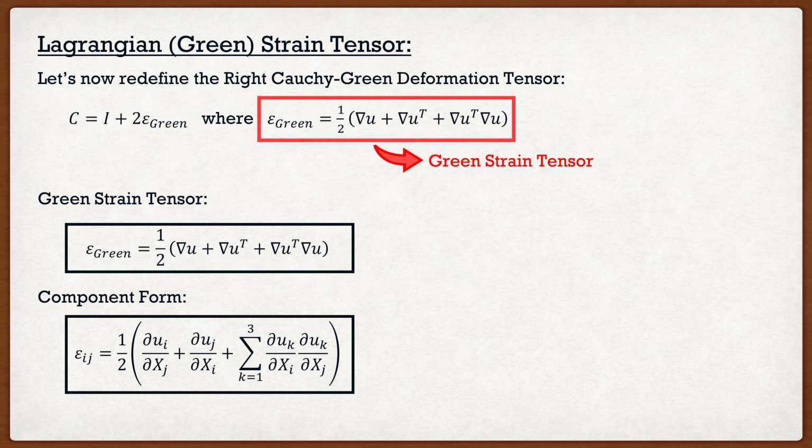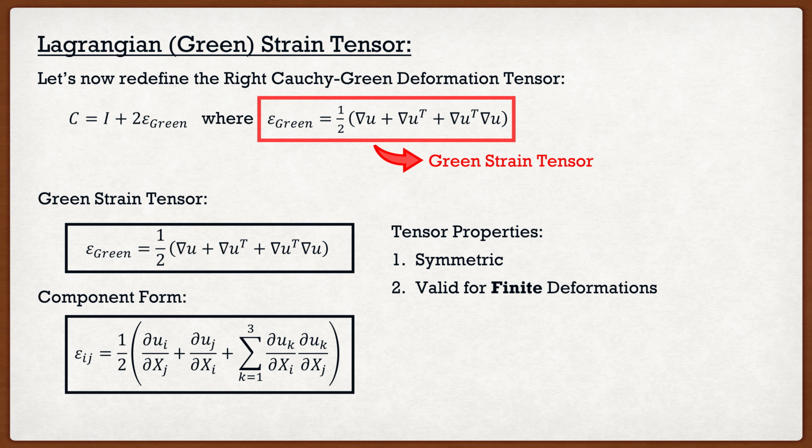Now, if we look at this tensor, it's actually very nice because the strain tensor here is only a function of nabla U. So once I calculate that displacement gradient nabla U, I can easily find my strain tensor. Now, it has some nice properties associated with it, and the first one, which is great, is that it is symmetric. As we discussed, if something is symmetric, it really helps with all of our calculations. The second property is that it's valid for finite deformations. So no matter what scenario you have, this tensor will work for you.